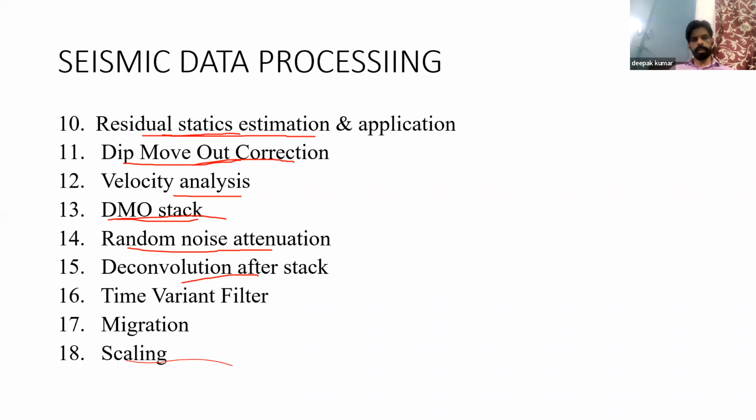Once the stack is prepared, then we do FK filtering, that means frequency and wave number filtering. Now suppose you have removed most of the noises, but still my stack section is not looking crisp and perfect. So we apply some deconvolution after the stack is prepared to get rid of all those noises which are left even after removing most of the noises.